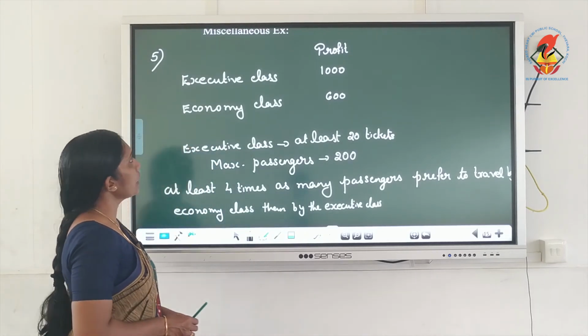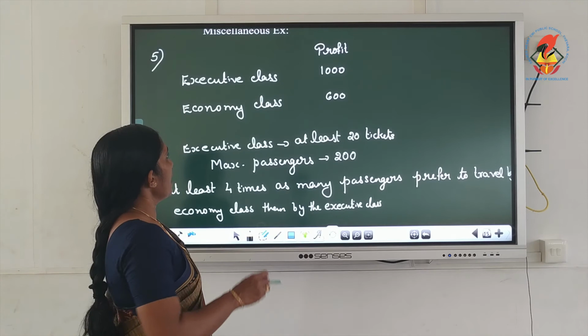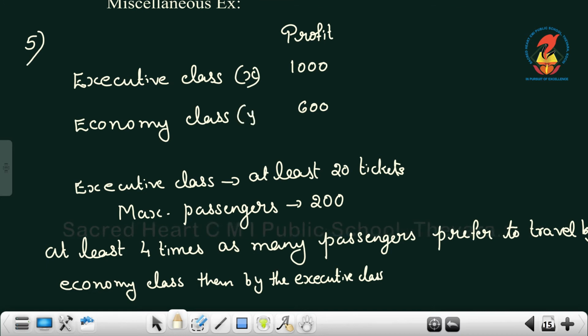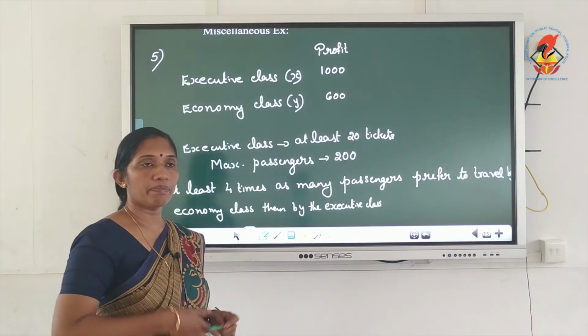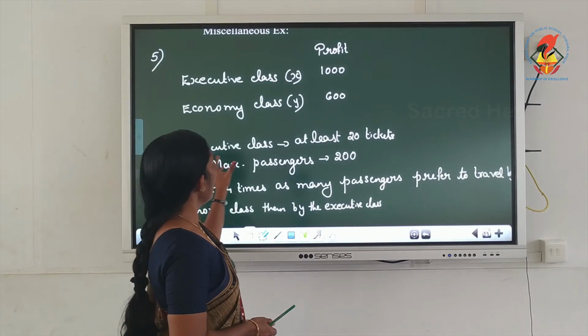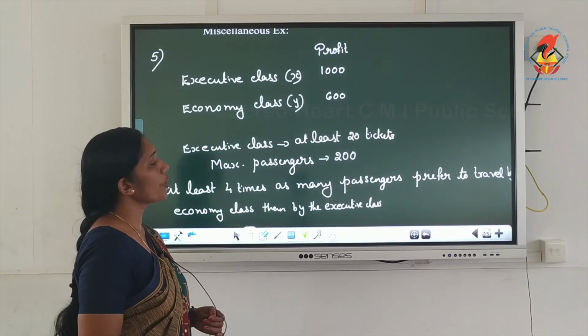So here we have 2 types of tickets, executive class tickets and economy class tickets. So let x be the number of executive class tickets and y be the number of economy class tickets. Then the profit on executive class tickets is rupees 1000 and on economy class is rupees 600. Then the maximum number of passengers is 200. So we can write the sum x plus y, maximum means less than or equal to 200. That is one constraint.